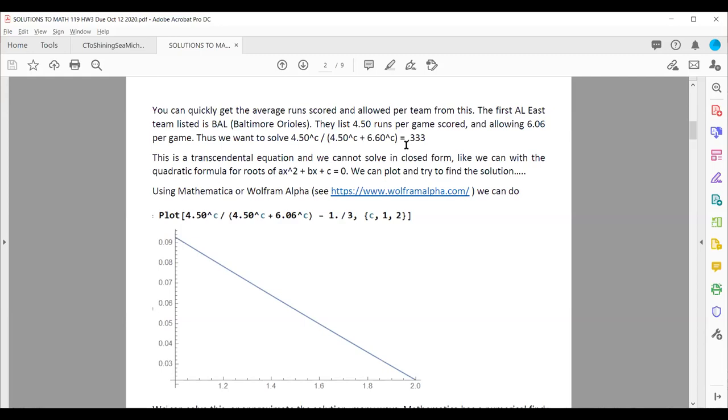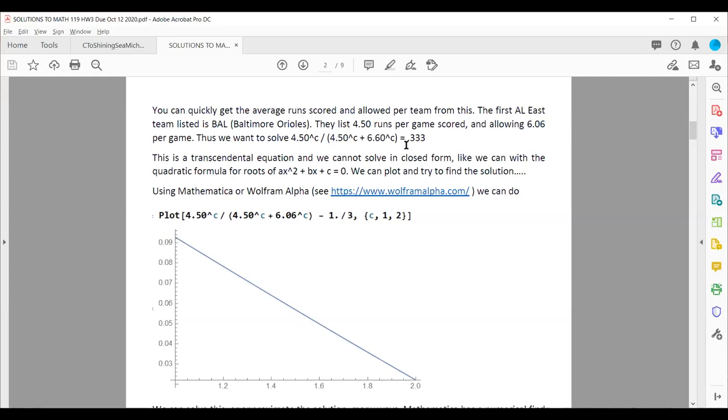The problem is if we try to solve this using techniques you've seen in previous math classes, this is not an equation we can solve in nice closed form. And this is one of the points to take out of something like this. We can't always get exact answers. However, we can often get answers that are good enough for all practical purposes.